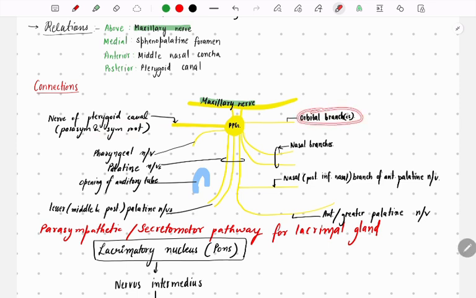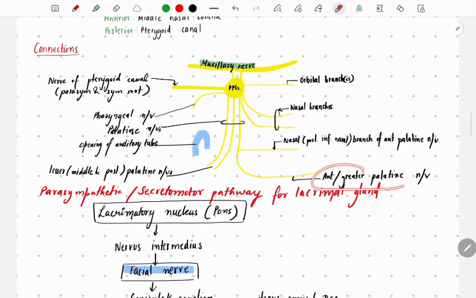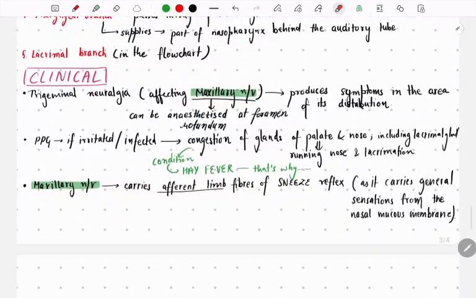And then we have the branches. First one is the orbital branch, then we have the nasal branches, then we have the palatine branches, the anterior or greater palatine and lesser, middle, and posterior palatine. Then we also study the pharyngeal nerves, which supply the nasopharynx just behind the opening of the auditory tube. We did the nasal, right? 1, 2, 3, 4. And the fifth one is the lacrimal one. So these 5 branches you need to remember.